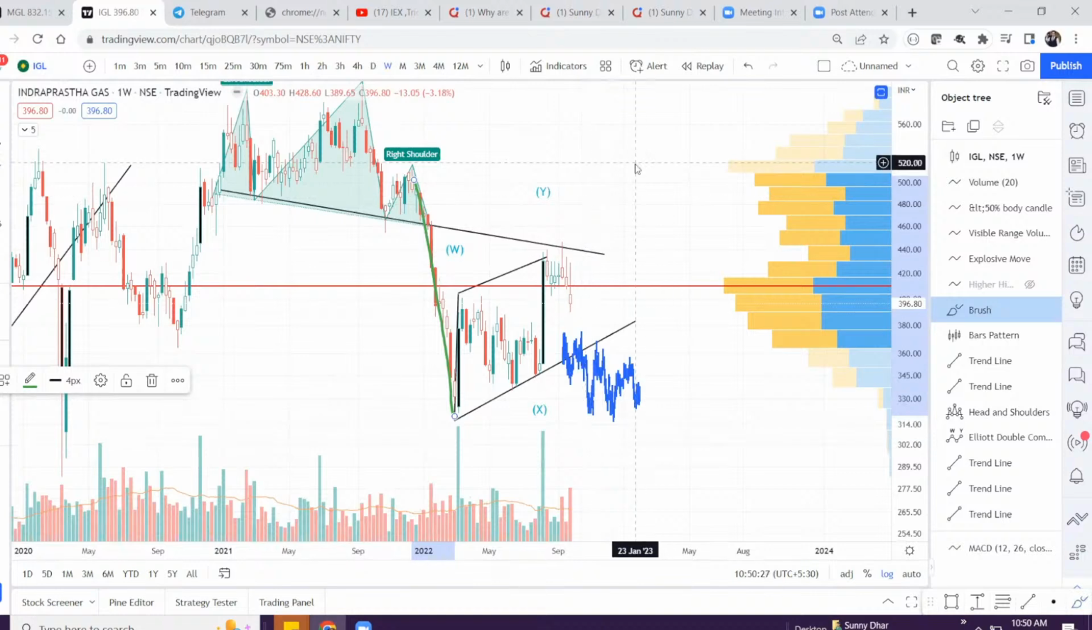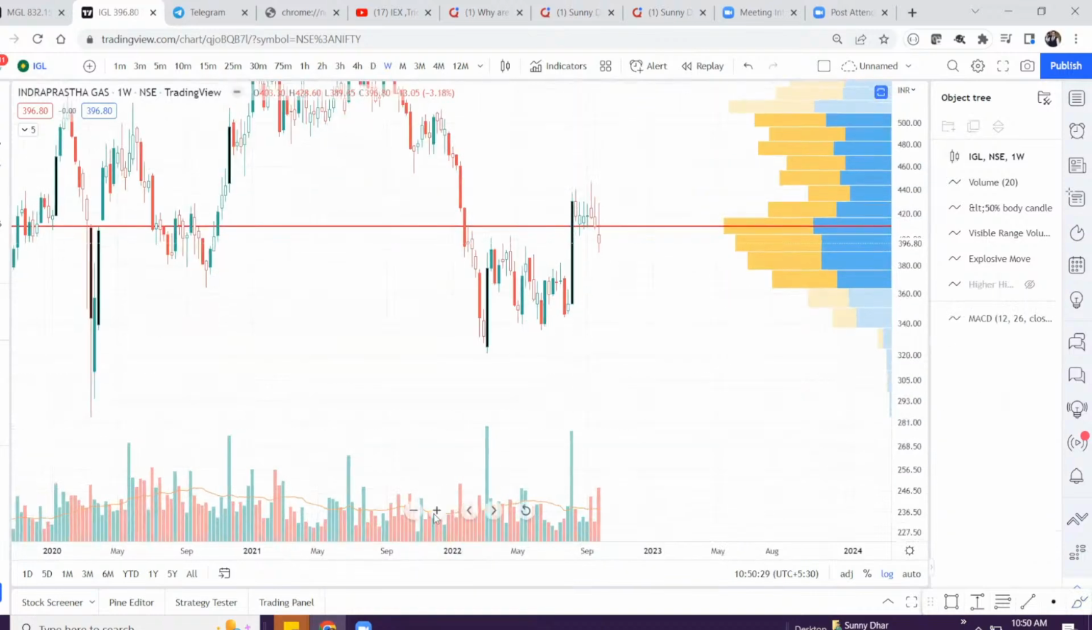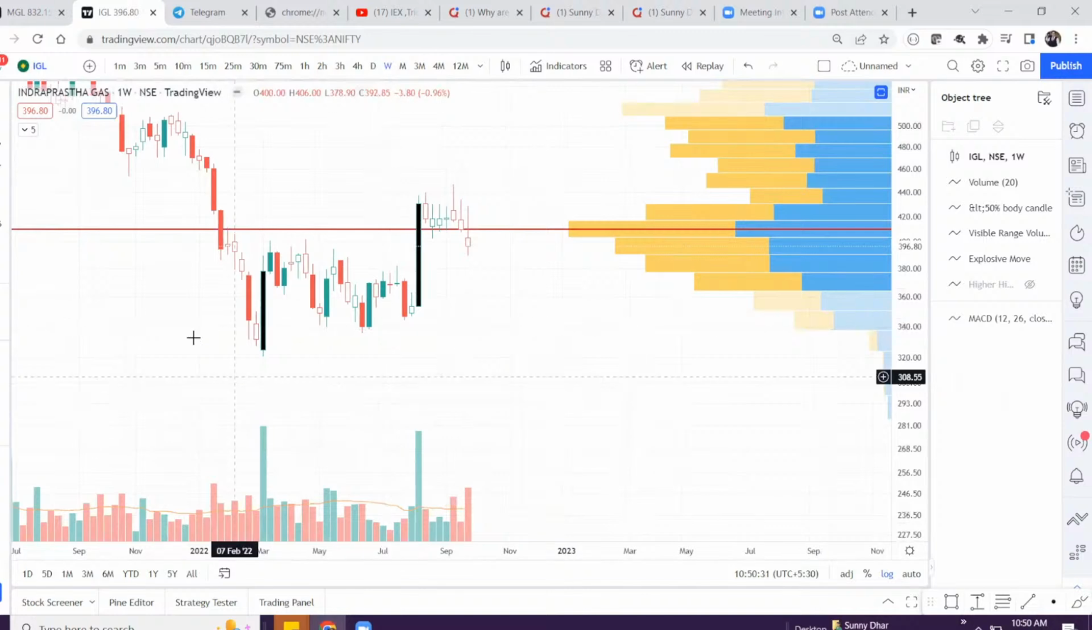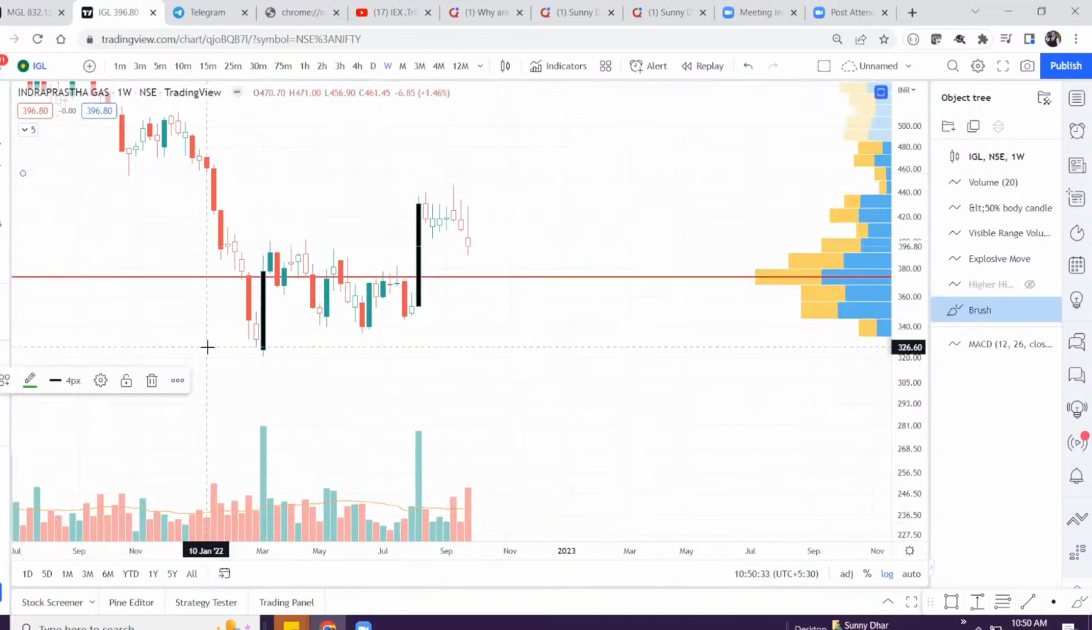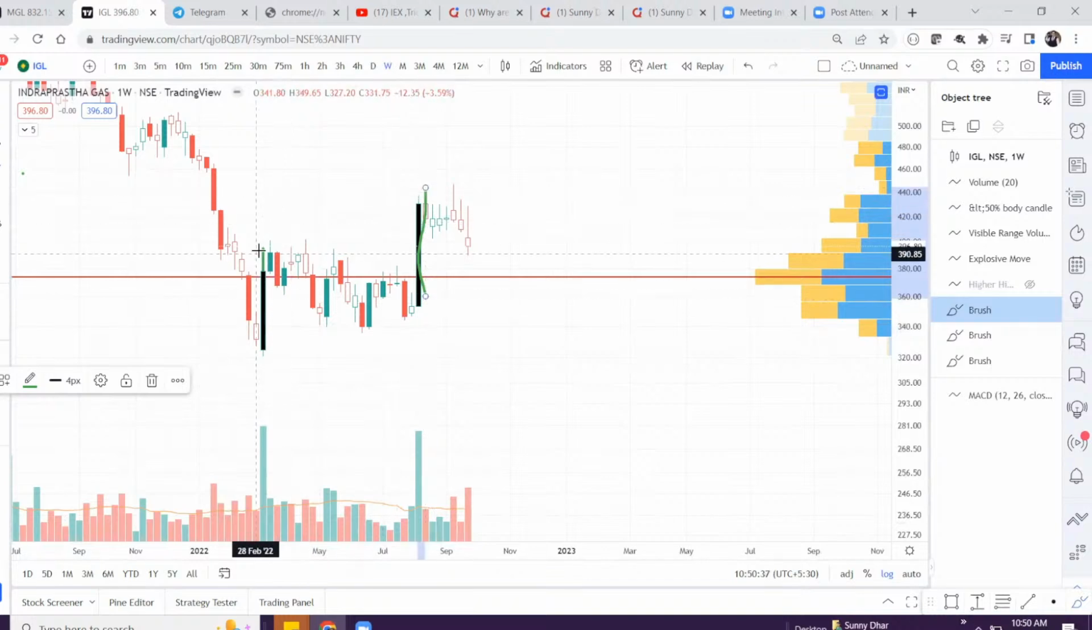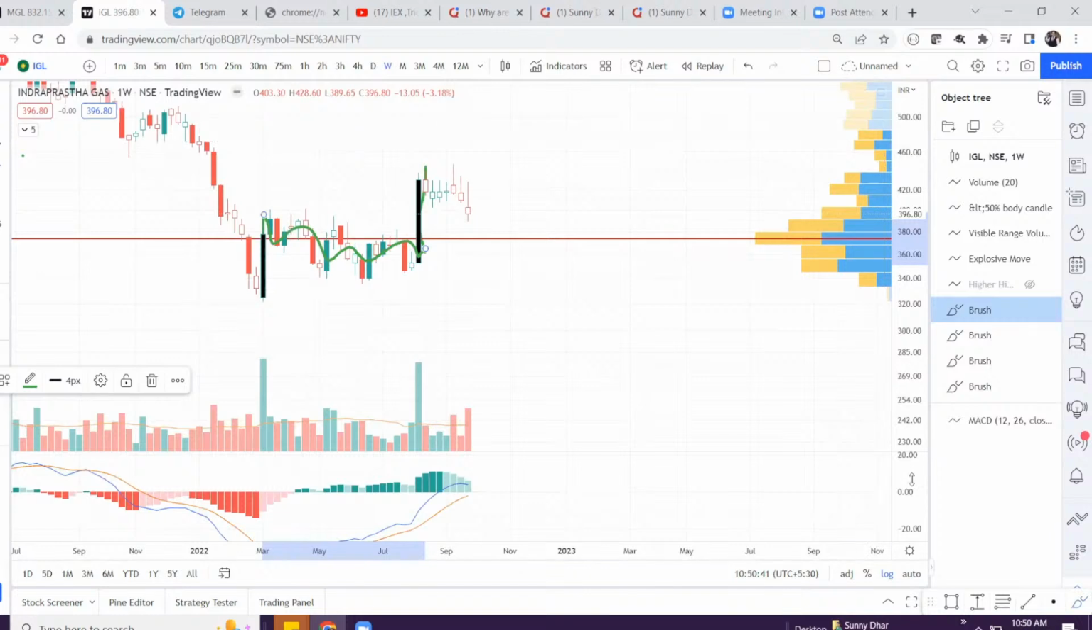Now let us go to the intervals of this correction. You can see this is a fast move, and this is a fast move. In between there is a correction. Now if you compare the MACD levels of this, let us go to the daily chart.